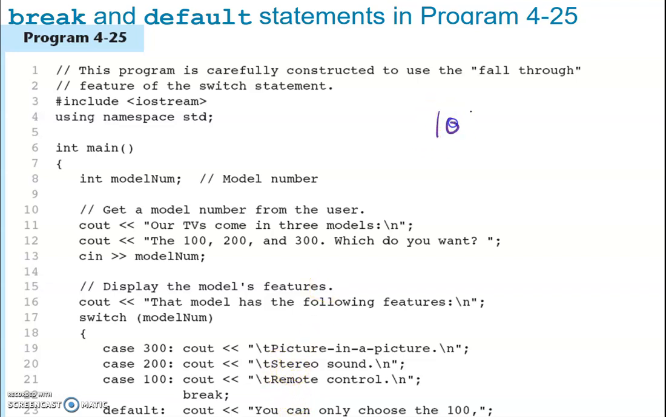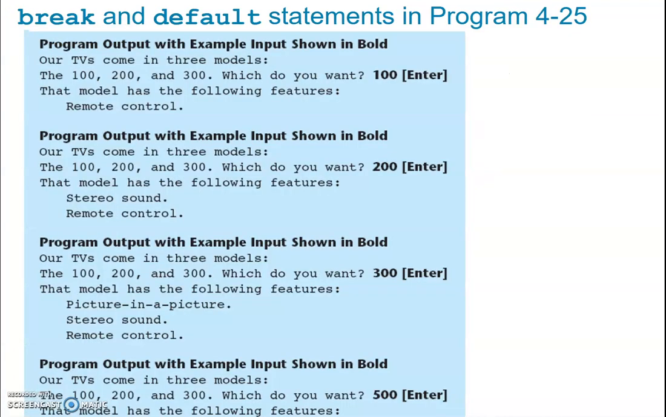Had it been constructed with 100 first, 200, and then 300, then we're going to run into an illogical outcome: the 100 model, which is the low base model TV, would say that it has a remote control, but also would say that it has stereo sound and picture, but that's not correct. So you have to be careful when you're not using a break, how you construct your switch case statement. Based on model outcome, this gives you the appropriate accessories that come with that model TV.